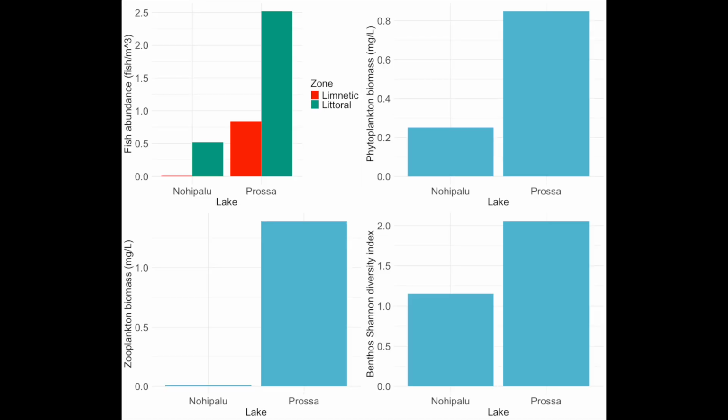The zooplankton, phytoplankton, and benthic macrofauna populations were all higher in Lake Prussia. Extremely low abundances of zooplankton were found in Lake Nohipalu Valgjärv. We couldn't calculate the biomass for benthic macrofauna, so I decided to show it as Shannon Diversity Index instead. Here you can see clearly that the macrofauna diversity was higher in Lake Prussia.